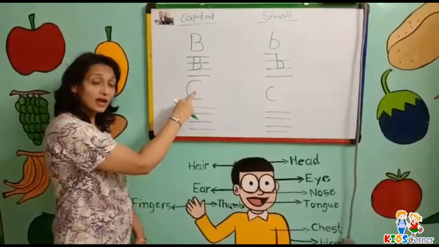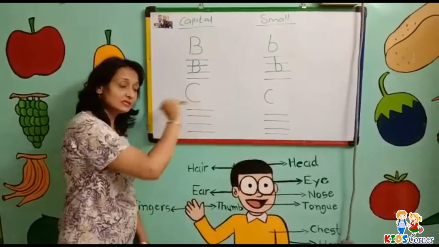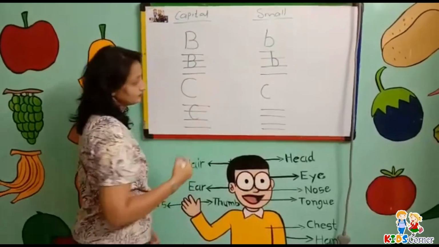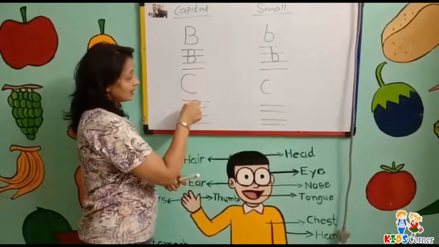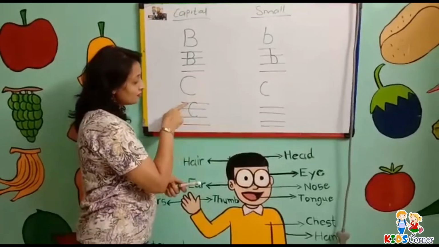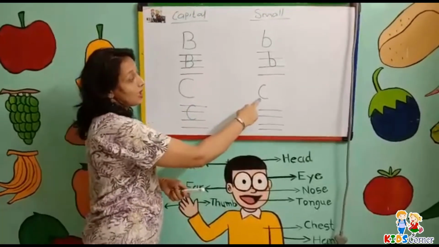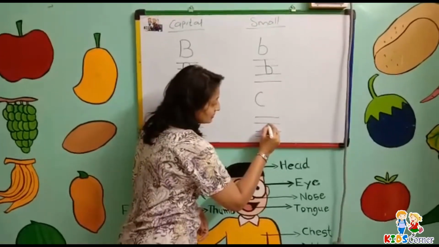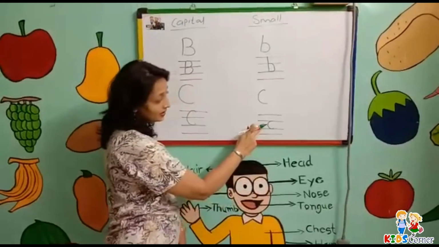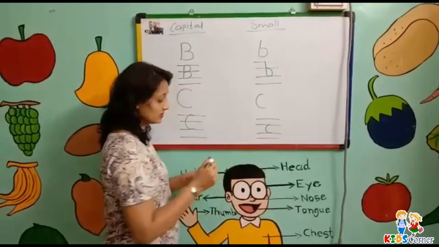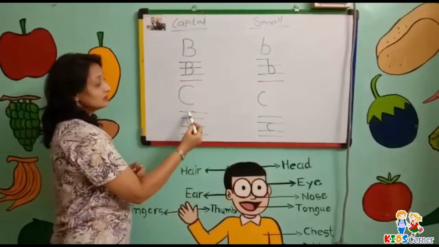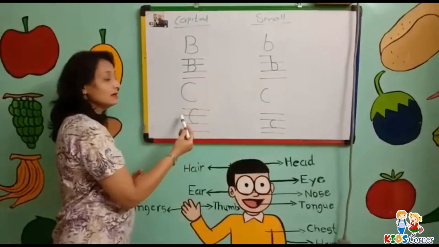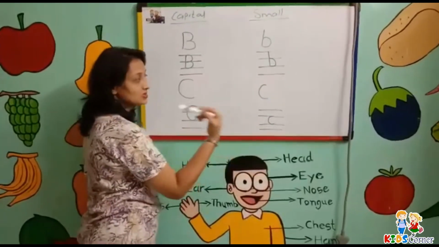Now what alphabet is this? This is C. Capital C will start from the red line to the blue line. From the red line to the blue line, we make a curve. And small c will make a curve only in the blue lines. A curve in the blue line will make a small c. So these are B and C. Capital B, small b, capital C and small c.